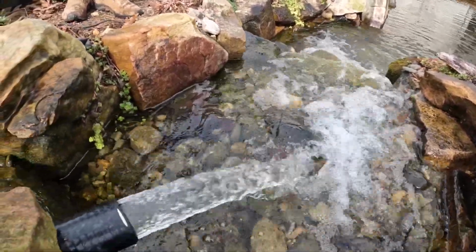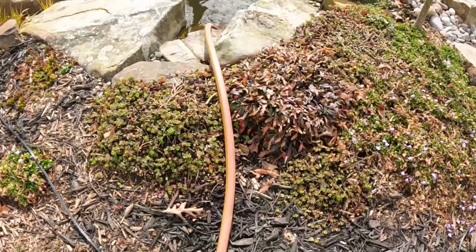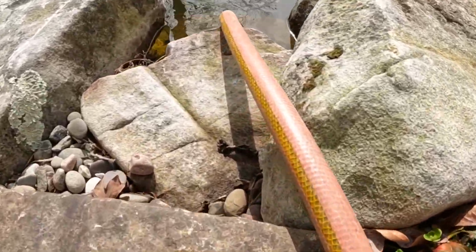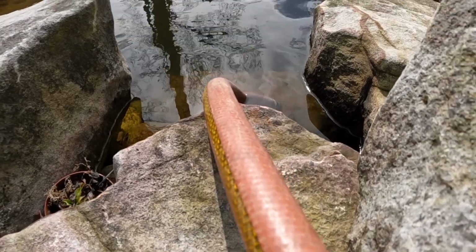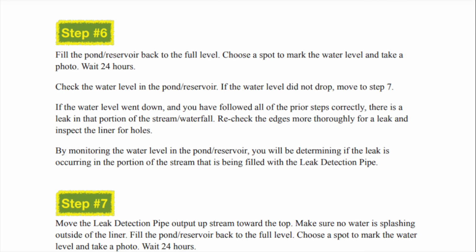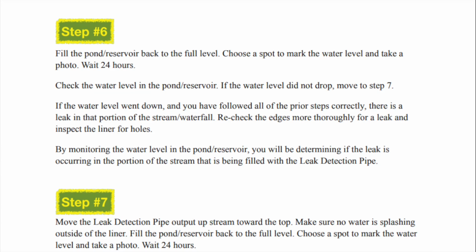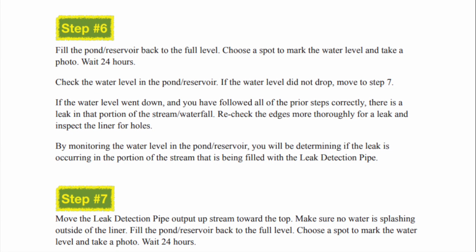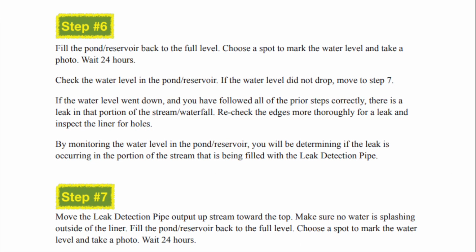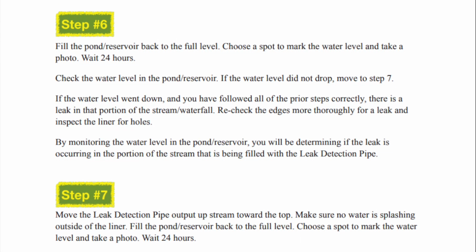For step 6, you should fill your pond or reservoir back up to full level as you've done previously. Choose a spot to mark the water level and take a photo, and wait 24 hours. Just as before, you should mark your water level in the pond or reservoir. Even though we're testing the stream, you should not mark the water level in the stream. Then check the water level in the pond or reservoir.